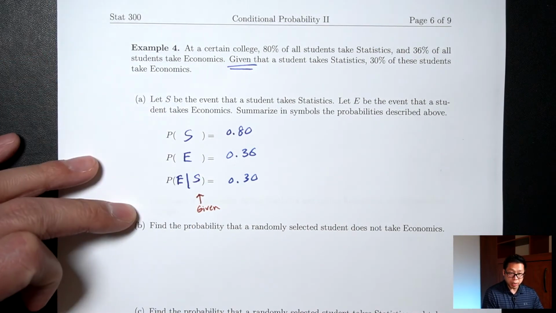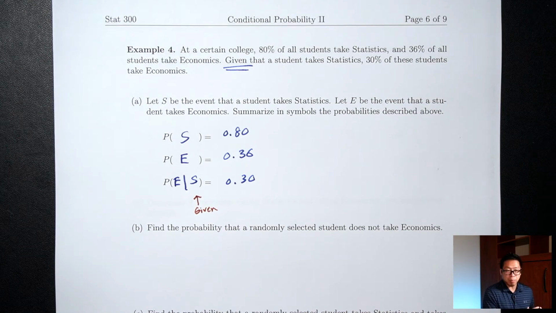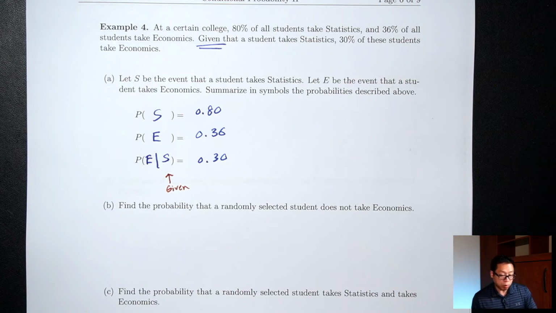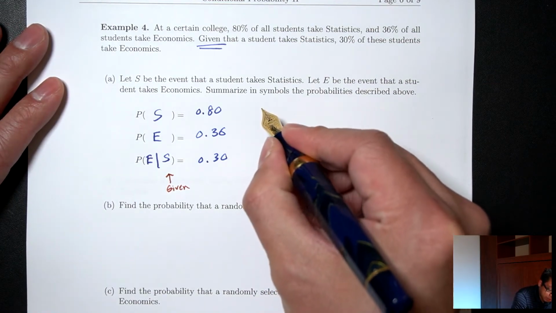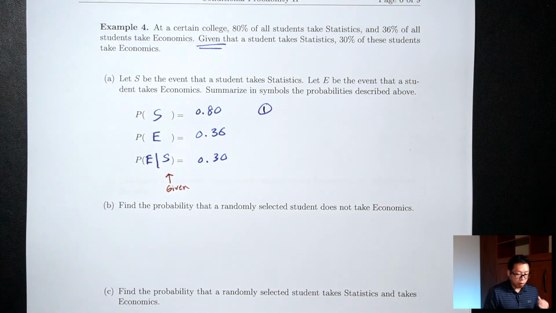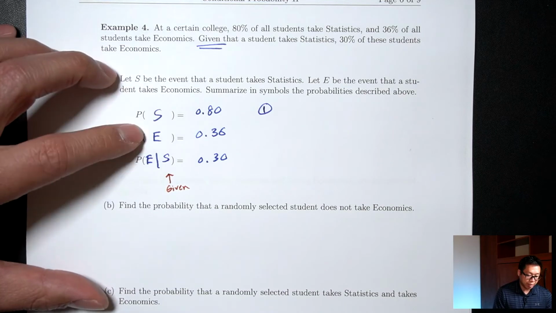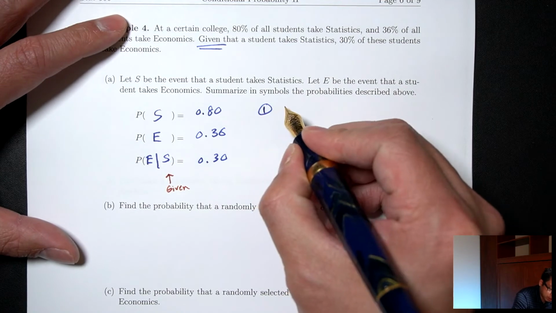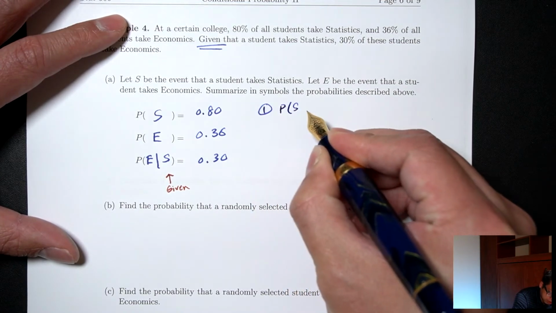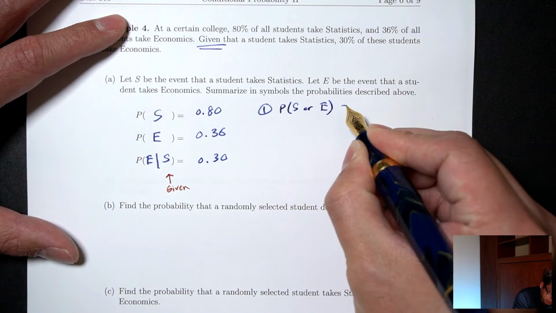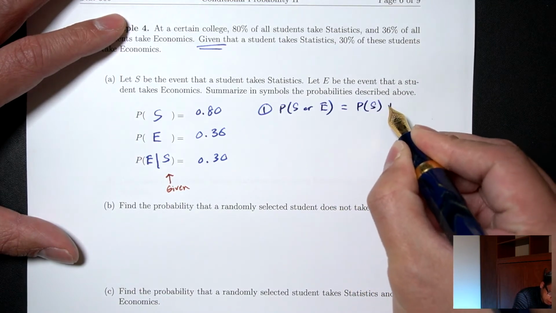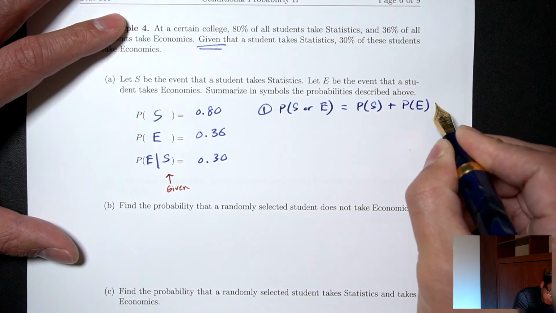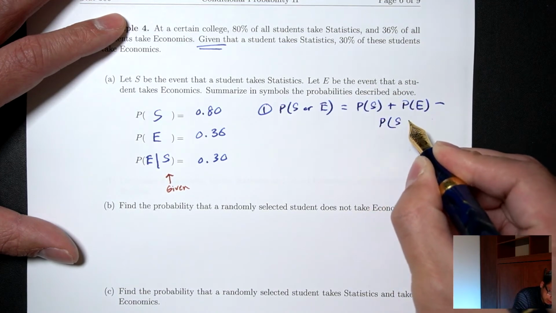Now, once you have these written out, this becomes just like the previous two examples where we're going to use those three formulas. So let me write down those three formulas. Okay, so the first one involves the OR. I'm going to write them using S and E, replacing A with S and B with E. So the first one is the addition rule, which is S or E equals P of S plus P of E minus the and, S and E.